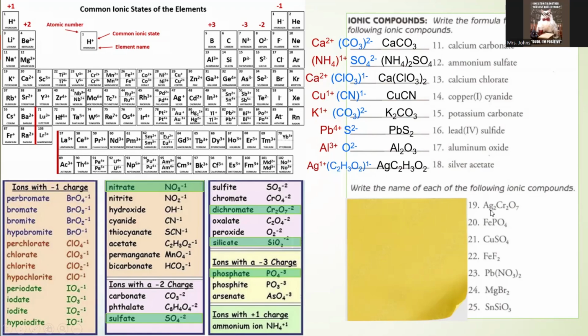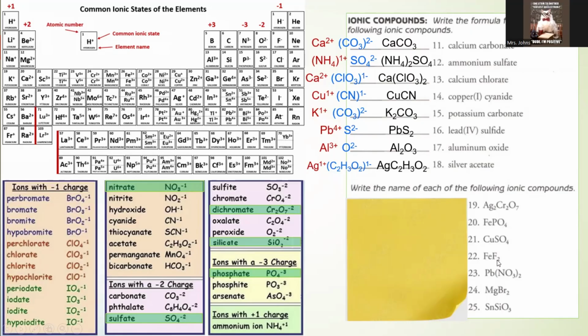So Ag is silver, and Cr2O7 is dichromate. So that's what it's called. It has a 2- charge. Iron phosphate, so we know where iron is, and phosphate, PO4 with a 3- charge. Number 21 is copper sulfate. So copper is up here, and sulfate is down here, SO4 with a 2- charge.